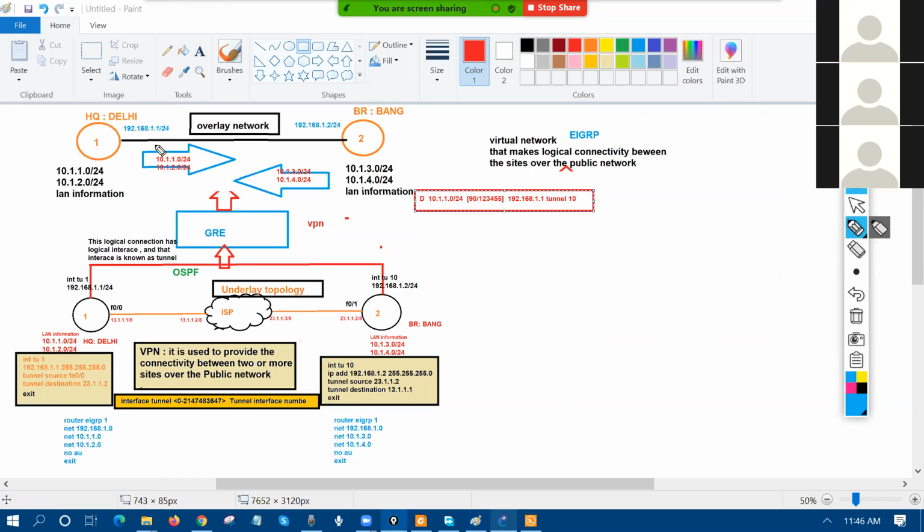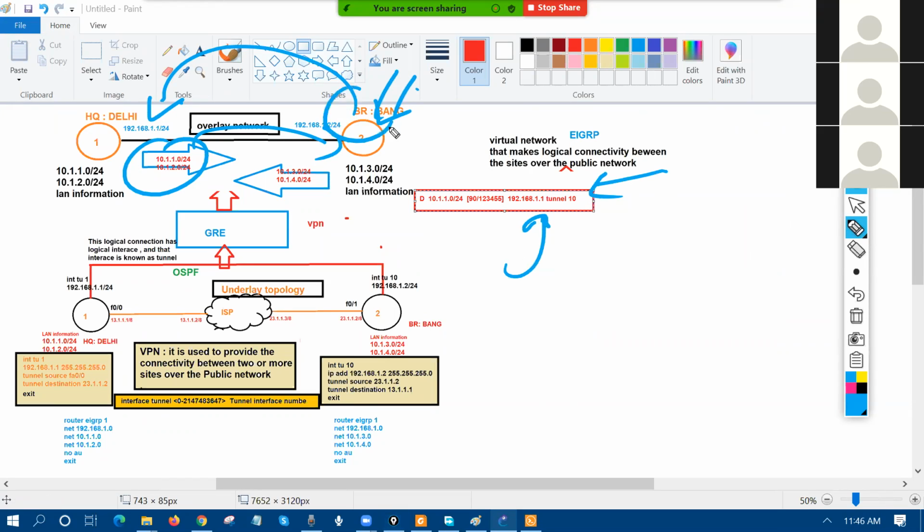Because R1 is sending this information to R2, right? So R2 has a neighborship with which person? R1, 101. So I'm learning this information from 101 on which interface? Tunnel 10. That is this guy. This person. Clear?